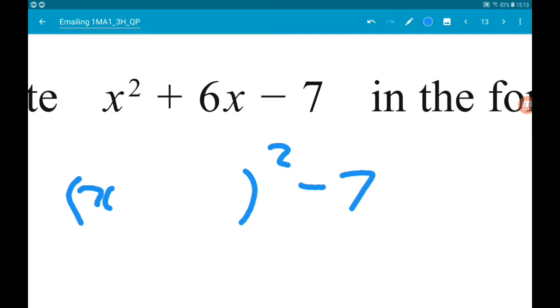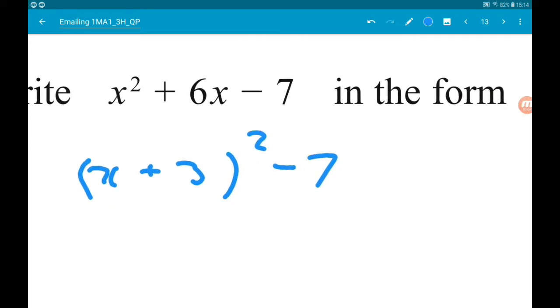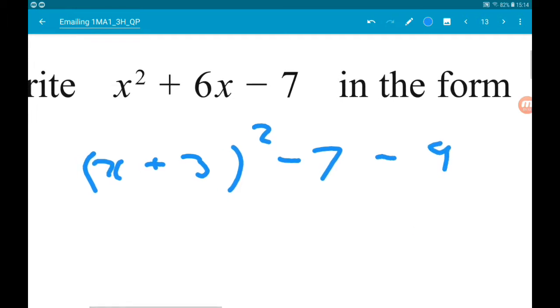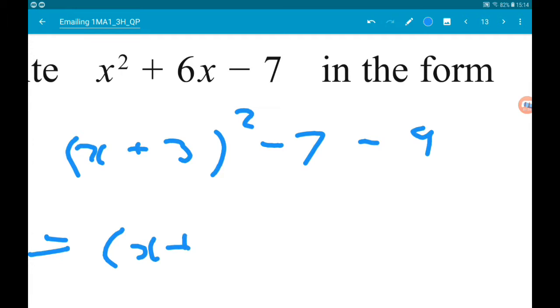Now, first up is to half the number of x. So half of 6 is 3. So that goes inside the bracket with the x. Now, the only other thing that we need to do is then square that number and subtract that on the outside. So 3 squared is 9. So on the outside, we need to minus 9. So we got (x add 3) squared minus 16.